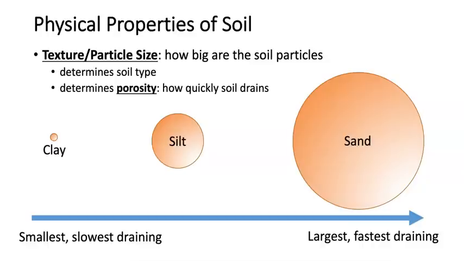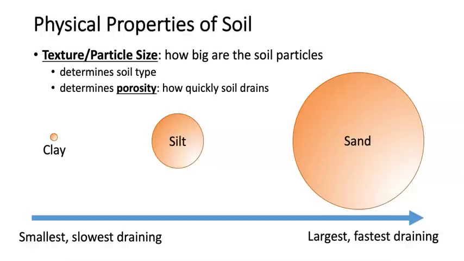If we have a bowl full of sand particles, we should be able to see those particles are going to be very, very big. They're going to be loose, with a lot of airspace between them. If we were to have a bowl of clay particles, those clay particles would be very tiny, very compacted together, and we would probably not see much space between the particles at all.